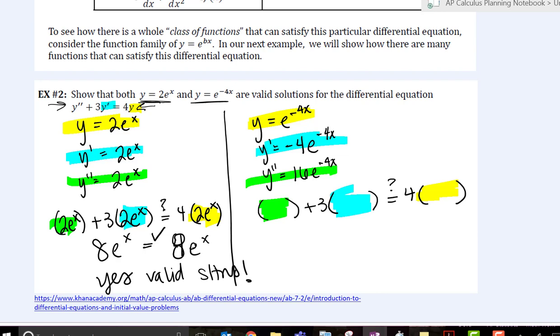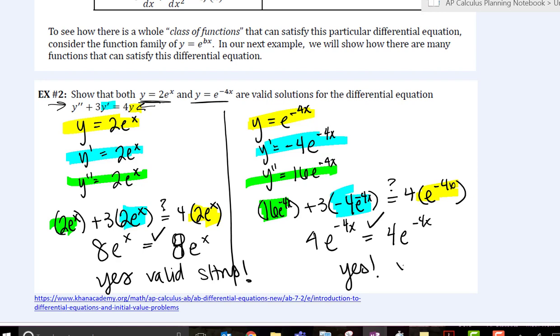On this next one, we have 16e to the negative 4x plus 3 times negative 4e to the negative 4x. Does that equal 4 times e to the negative 4x? So negative 12 and 16, we know that is going to be 4e to the negative 4x. And does that equal 4e to the negative 4x? Indeed it does. So yes, valid solutions. This is not always true. This is just the method for checking.